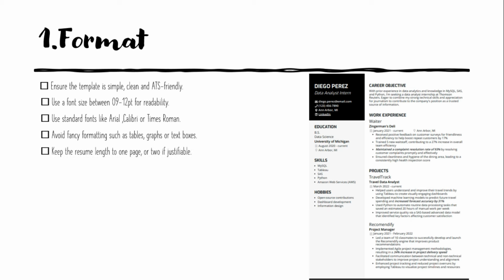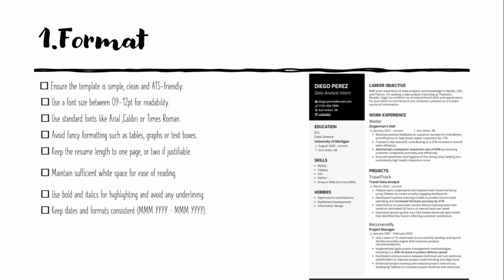Okay. Next is you have to keep the resume length to 1 page or 2, not more than that. You have to maintain sufficient white space for ease of reading. You have to use bold and italics for highlighting and avoid any underlining. You have to keep the date format standard. Here the date format is given like MMM-YYYY. Means, for example, if you have to mention January 2024, you should mention it like JAN 2024, like that.